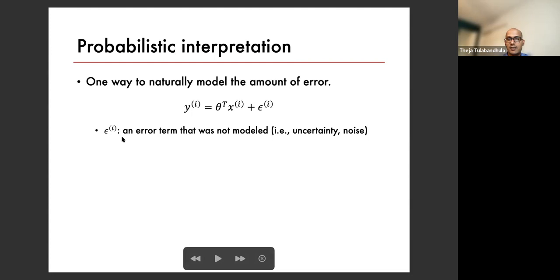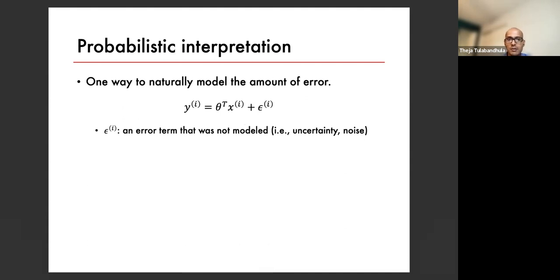It is basically an error term. It's basically the residual that we were seeing earlier. It's an error term that is not modeled by your features. That's an error term because that's something which is not theta, which is not x's. So it's something which is not modeled. Colloquially you can call it an uncertainty or a noise term.